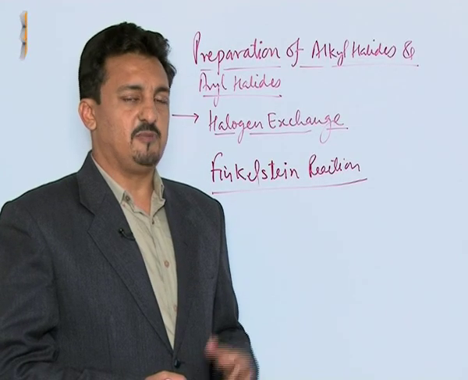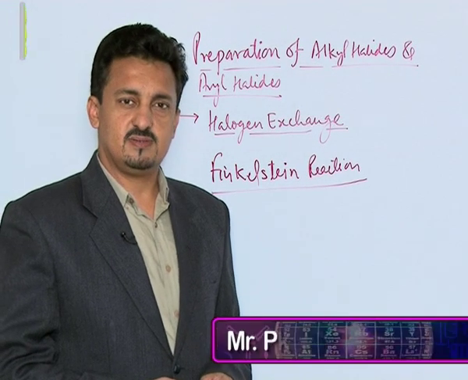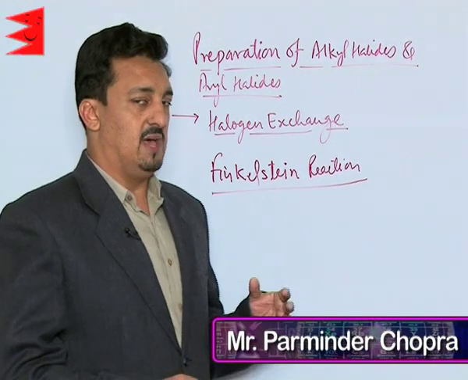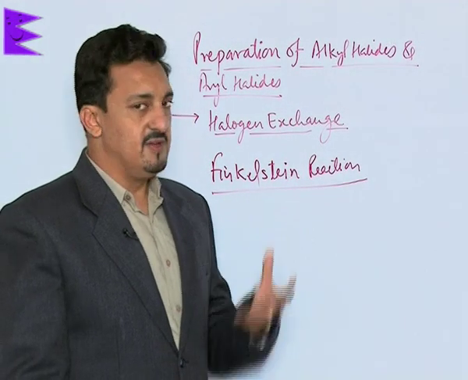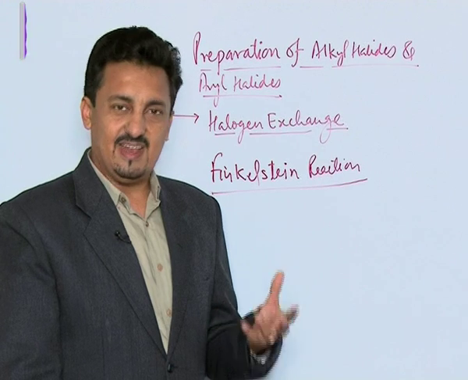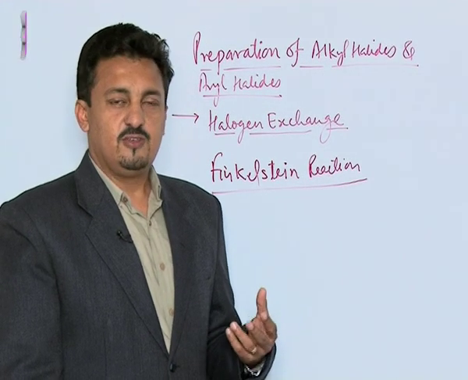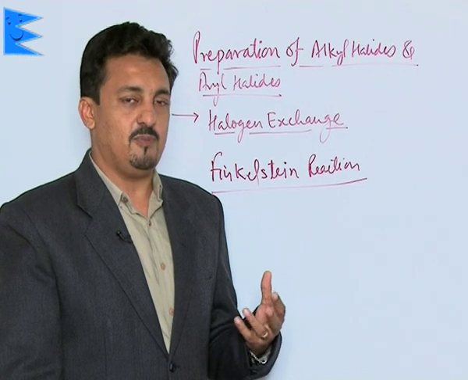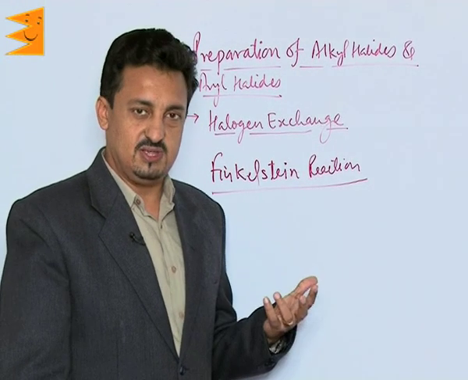The next method of preparing the alkyl halide is by halogen exchange. And the most common example of this category is Finkelstein reaction. See, we know that we can't prepare alkyl iodides directly, or if we are preparing it, the yield is poor. So the alkyl iodides mainly are prepared by this Finkelstein reaction, which is also called halogen exchange method.